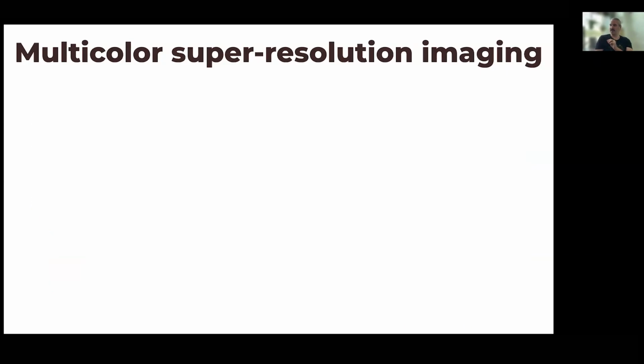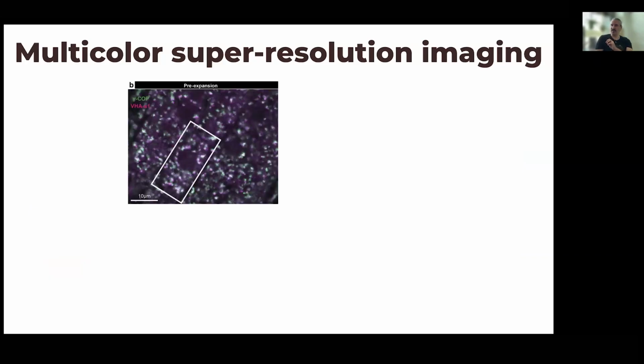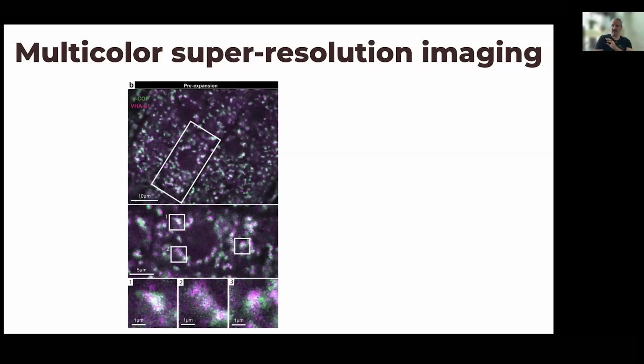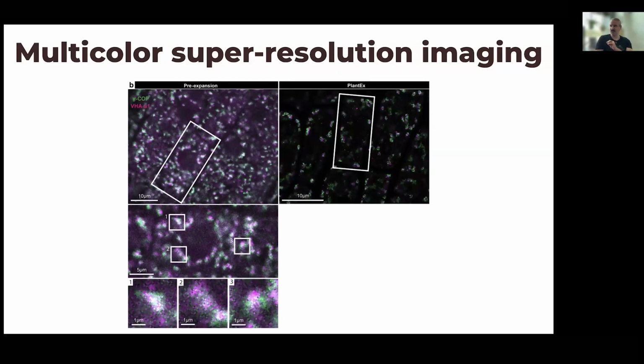But let's look at something more exciting than tubulin. We are looking here at gamma-COP and VHA-a1, which is a marker for the Golgi apparatus and a marker for the transport vesicles budding off the Golgi apparatus. When we look at this without expansion microscopy, you see it's very difficult. These are very closely associated markers. They all blur together.